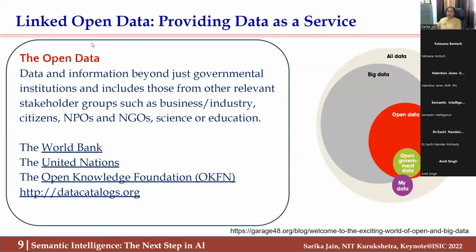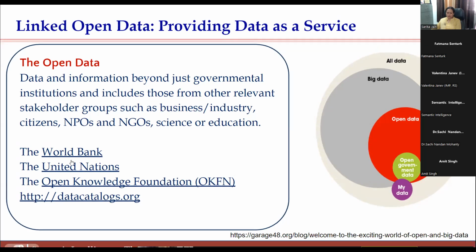So this is linked data, but open data is also there. When we say data and information beyond just governmental institutions, and also including those from other relevant stakeholder groups such as business or industry, citizens, NPOs, NGOs, science, education, and whatnot, we call it open data. The data is available on the web. The very important institutions which are producing open data include the World Bank, the United Nations, the Open Knowledge Foundation, and at datacatalogs.org, you will find a long list of the open data projects that are available and the various open data formats that are available. Open government data is a subset of total open data, then big data, and then all the data that is not even open. And here somewhere falls my data.